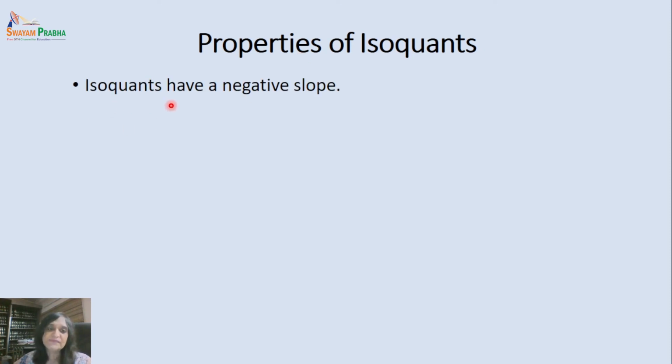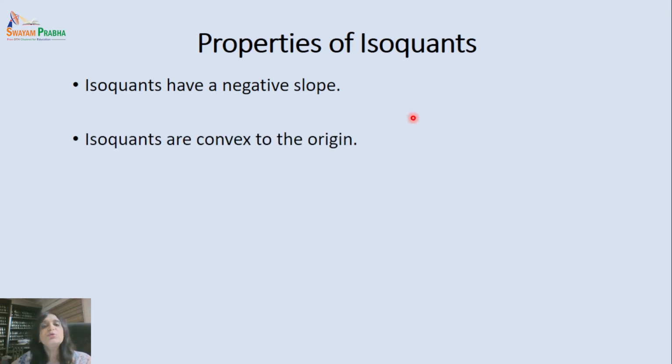The first we have seen is that the isoquants have a negative slope. Negative slope means they are sloping downwards. Meaning to say that if you are increasing the quantity of one input, you have to reduce the quantity of the other input. So if you are using more labor, you have to reduce the amount of capital. If you are using more capital, you have to reduce the amount of labor. Therefore, isoquants have a negative slope.